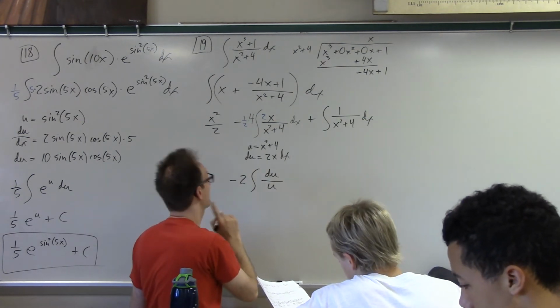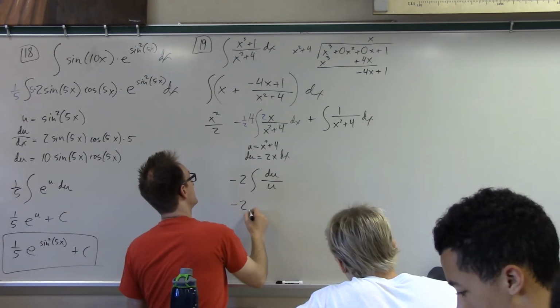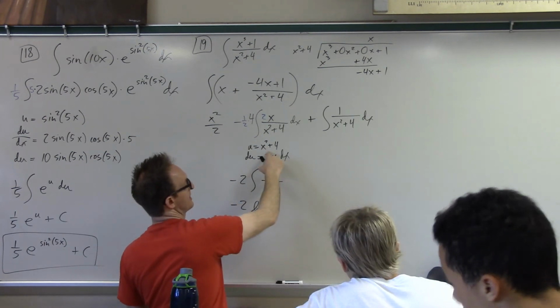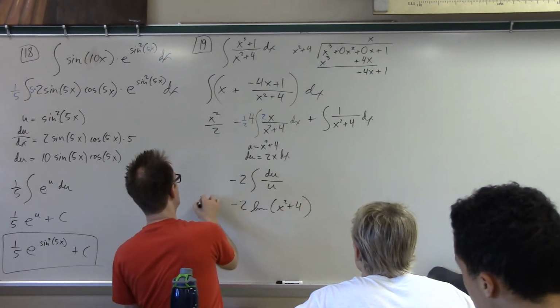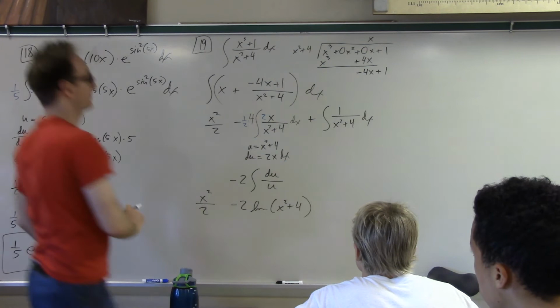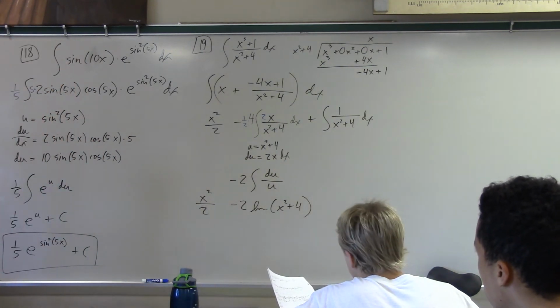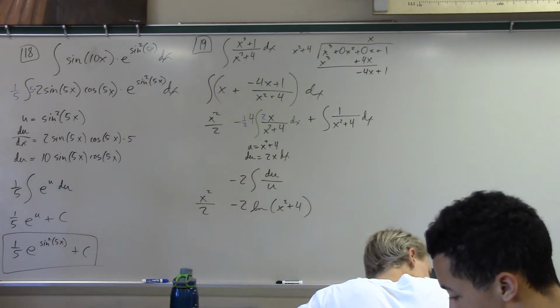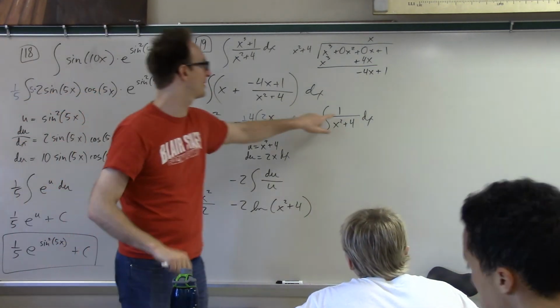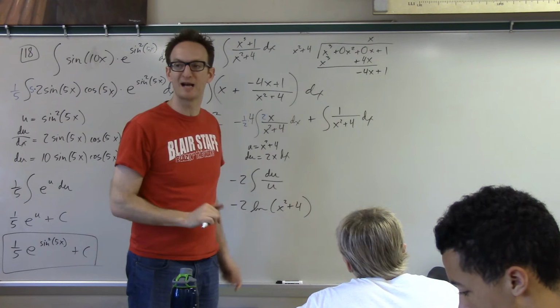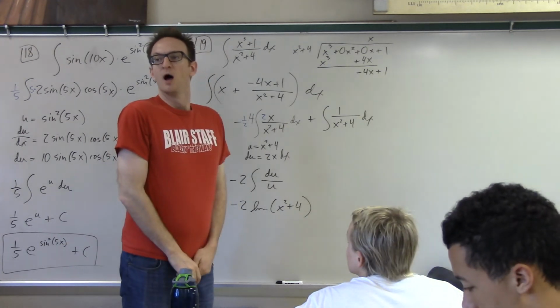It's ln absolute value u, except you don't need the absolute value because u is just x squared plus 4. So now I'm 2/3 done with this problem because I've split it up into 3 pieces, 2 of which I've been able to take care of. Sound cool? So now all I have to do is figure out what the antiderivative of 1 over x squared plus 4 is. What should we do?